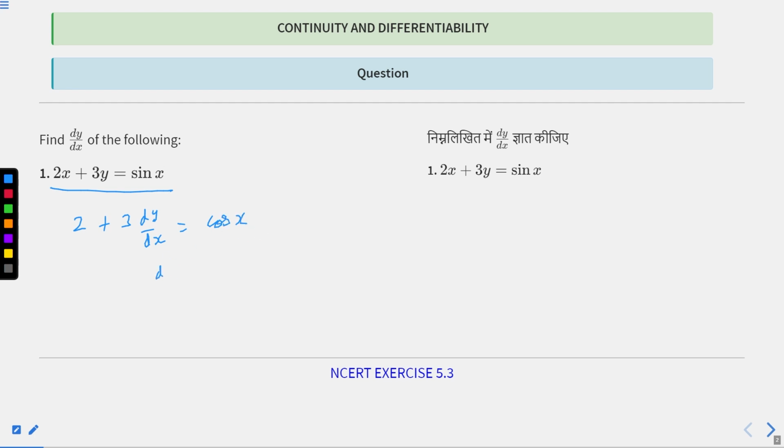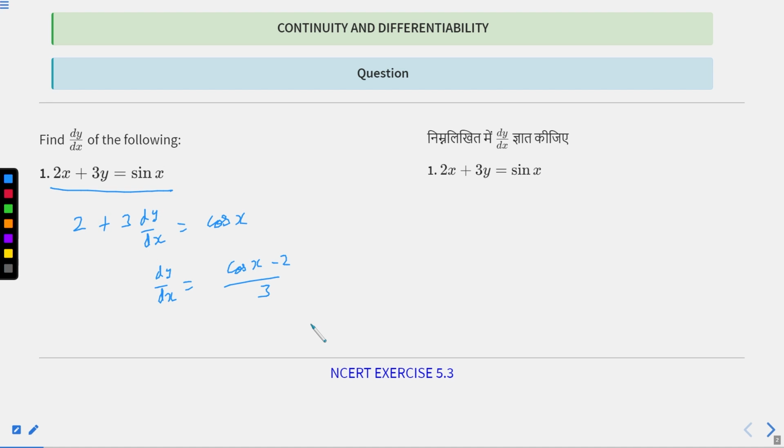Now dy by dx will be what? Very simple, cos x minus 2 by 3. That's it. You will get your answer as dy over dx. Okay, so your dy over dx will be this. Simple. Okay, I hope that you remember how we get it here.